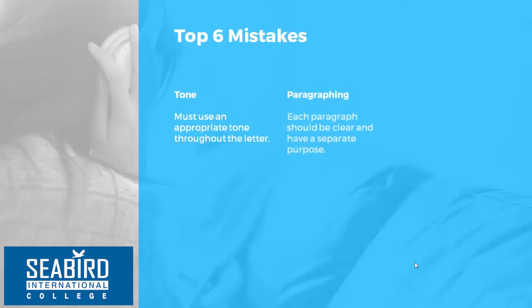Paragraphing. Each paragraph should be clear and have a separate purpose. So lots of students just push all the paragraphs together, or they put the first paragraph and the second paragraph together, or they're not clear. It's not really clear where one paragraph ends and the other paragraph begins. So each paragraph must be on a new topic, a separate topic.